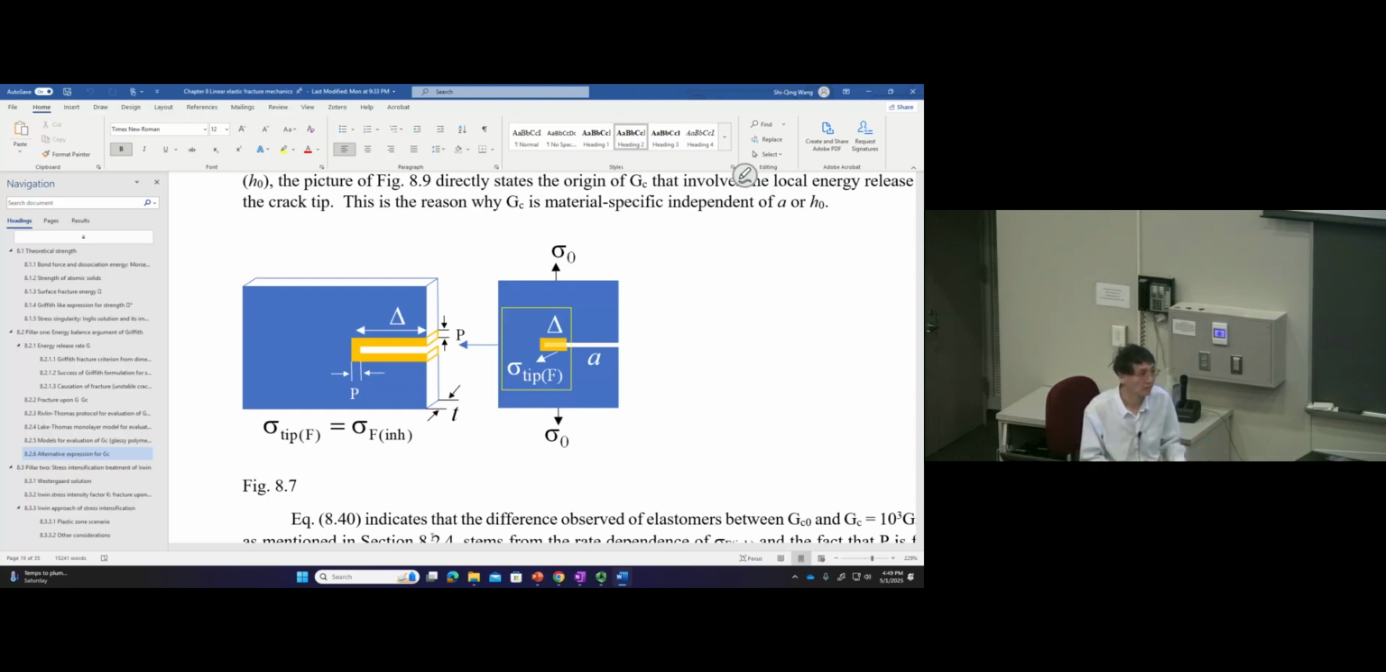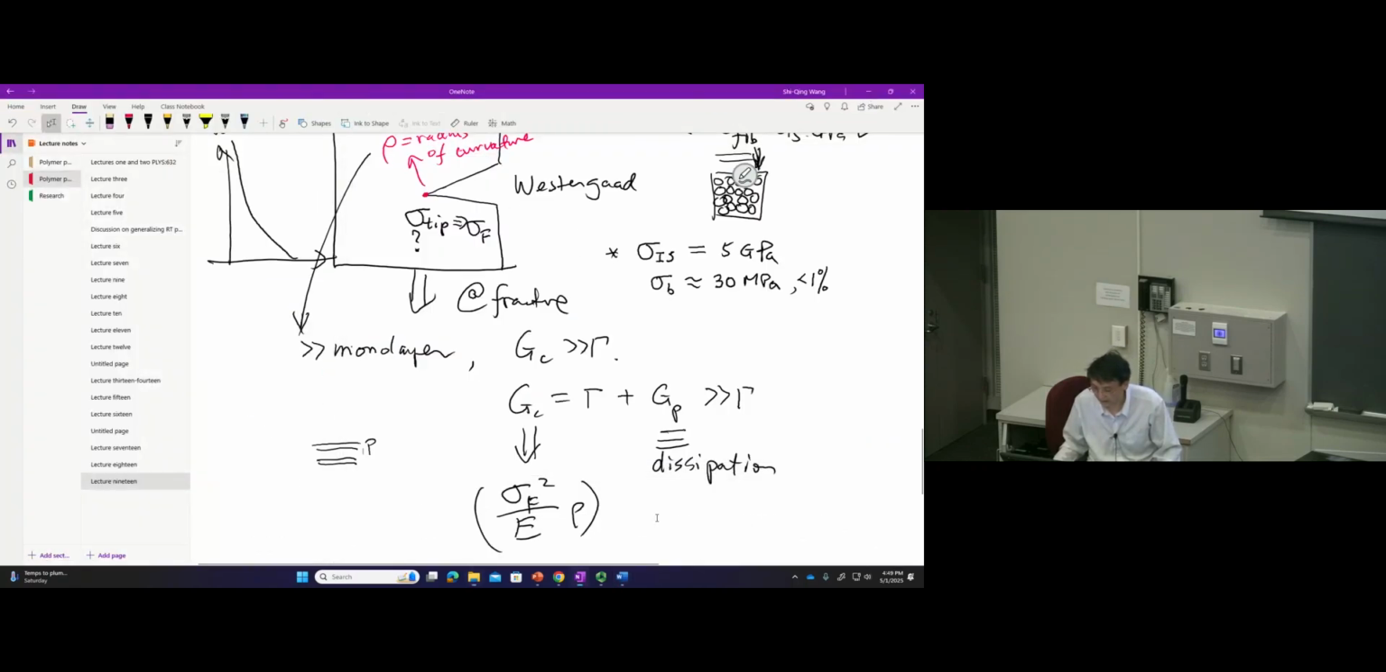So this gets us out of the trouble of having to keep saying that what we observe for elastomer is a bunch of dissipative processes, which I hammered in the beginning, that there's no viscosity process going on.